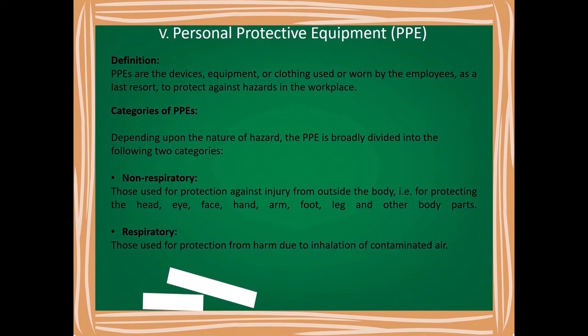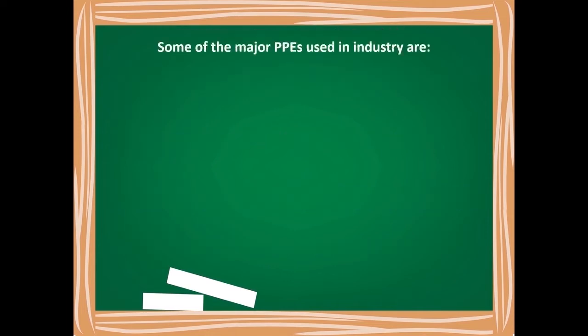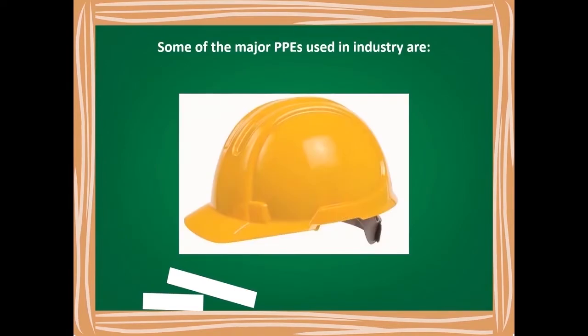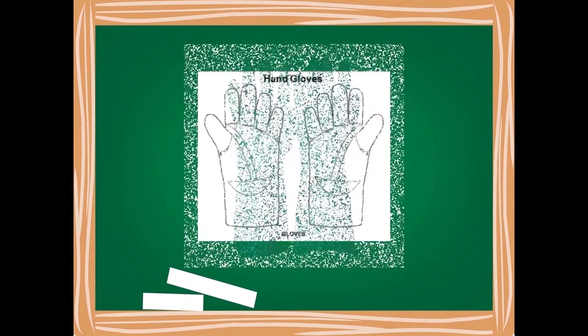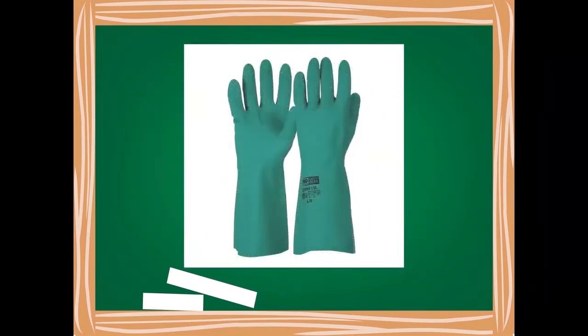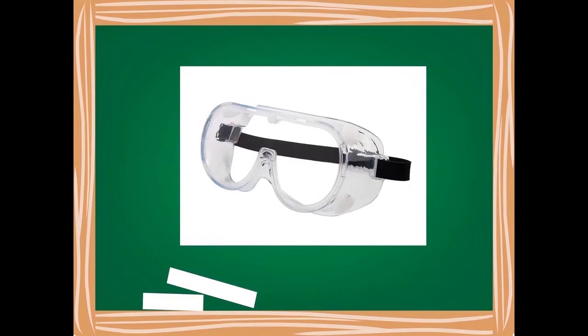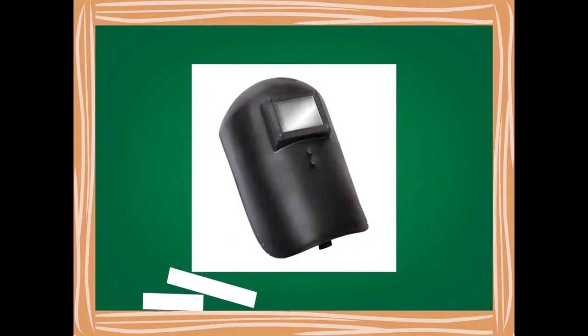Some of the major PPEs used in industry are helmet, nose mask, industrial safety boot, hand gloves, goggles, hand screen, bodyguard.